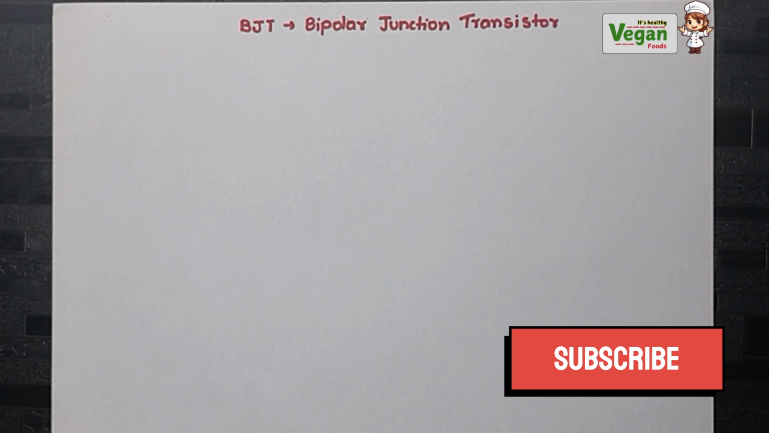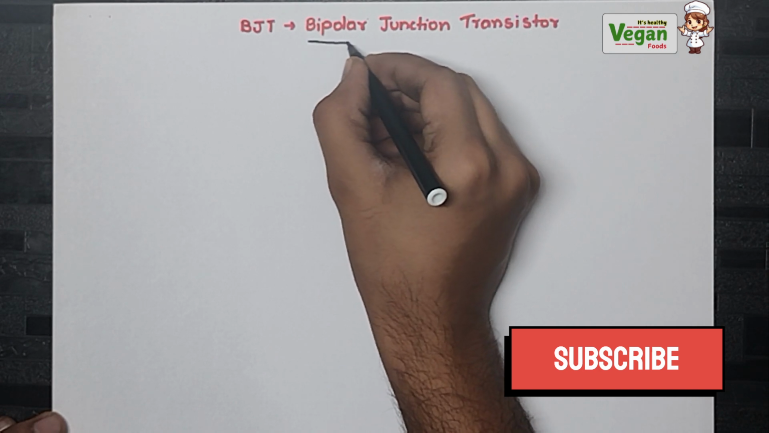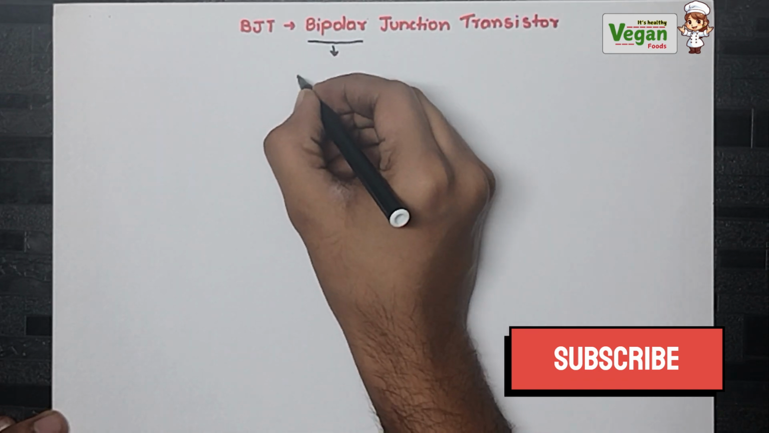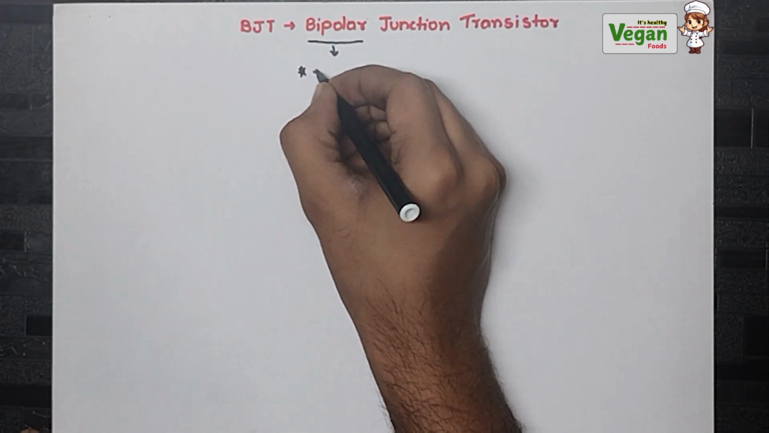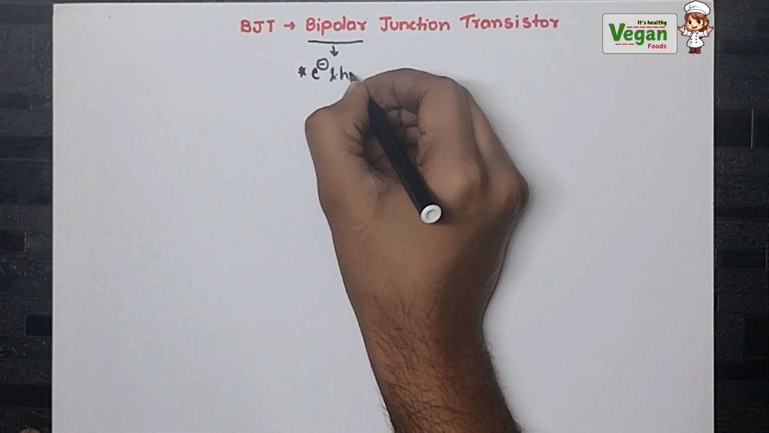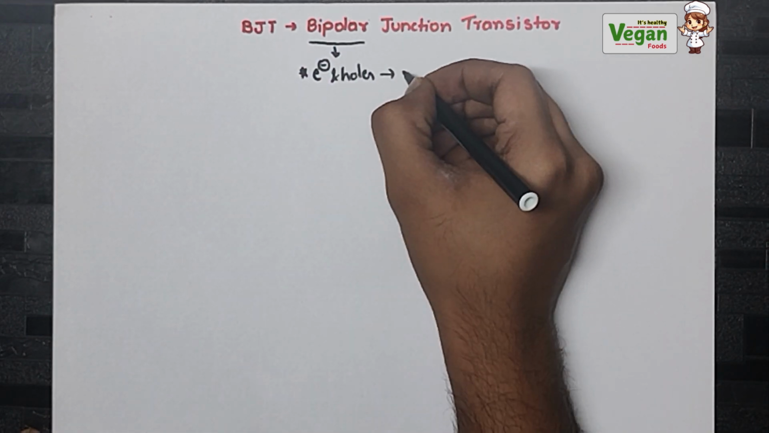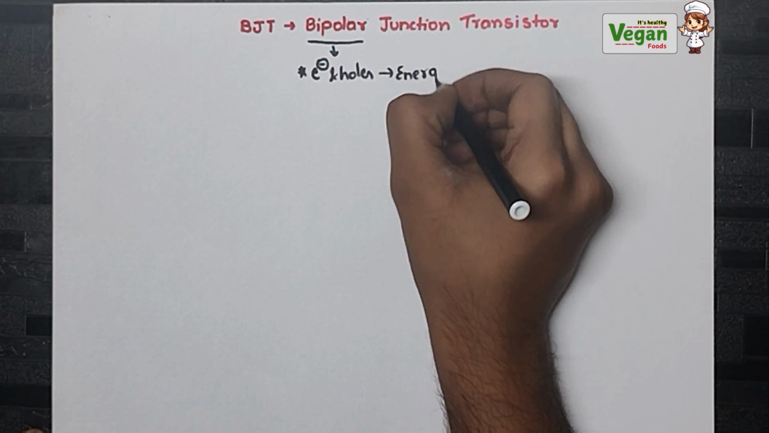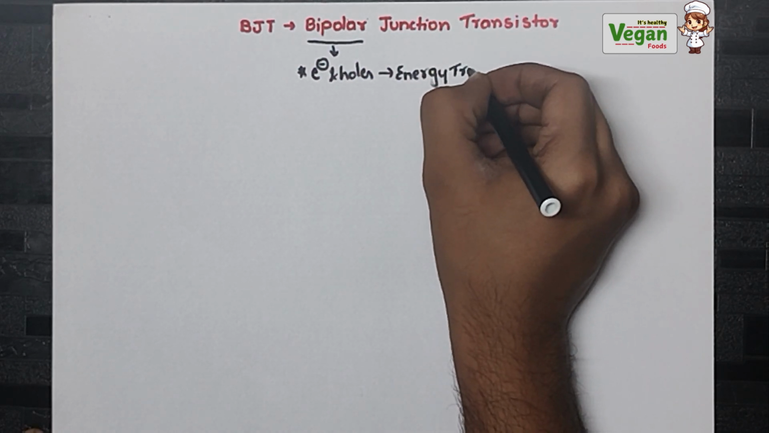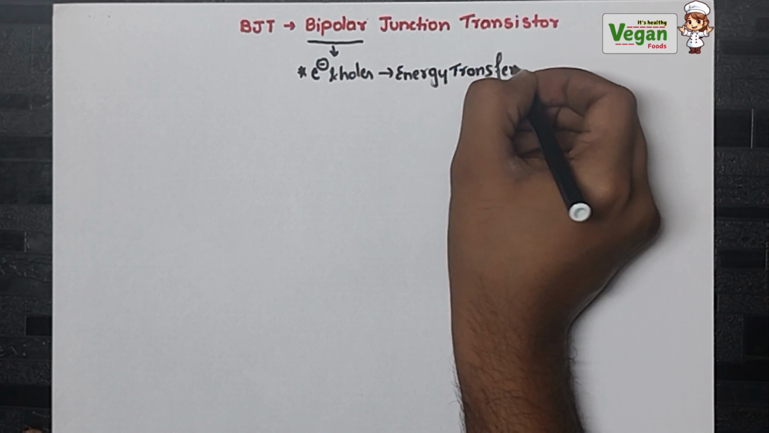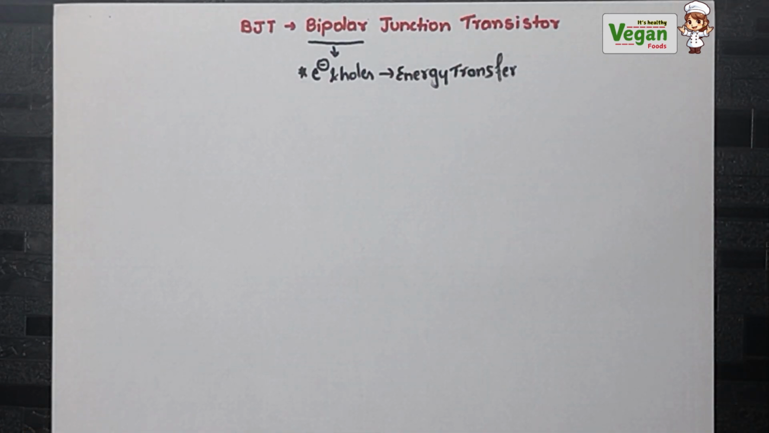Hello everyone, in this video let's discuss BJT, that is bipolar junction transistor. Bipolar means the bipolar junction transistor will use both electrons and holes for energy transfer. The energy may be in the form of current or voltage. So for transferring the energy, the bipolar junction transistor will use both electrons and holes.